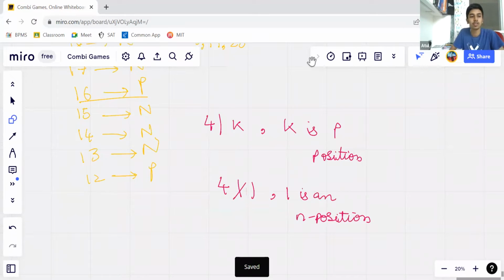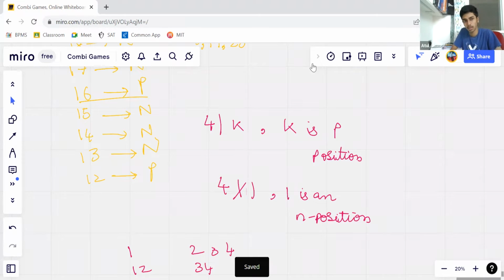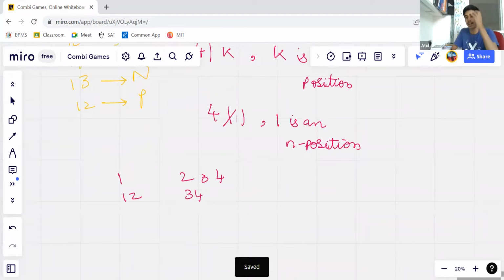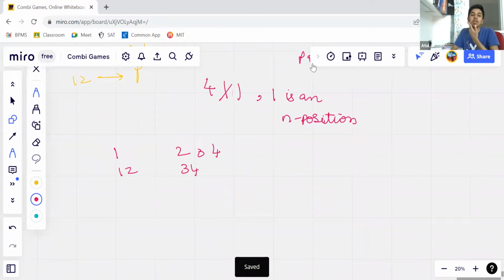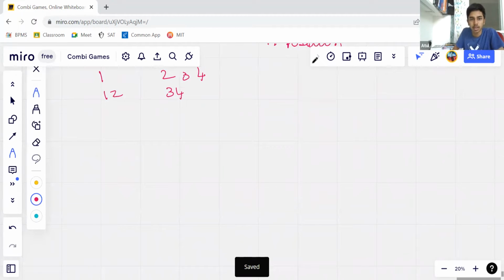And from this, you can also see that the winning strategy is to always say a multiple of 4. So if the first player said 1, then you say 2, 3, 4. If the first player had said 1, 2, you say 3, 4. And you always end at a P position, which is a multiple of 4. Right, so okay, nice. So let's try the more general version.